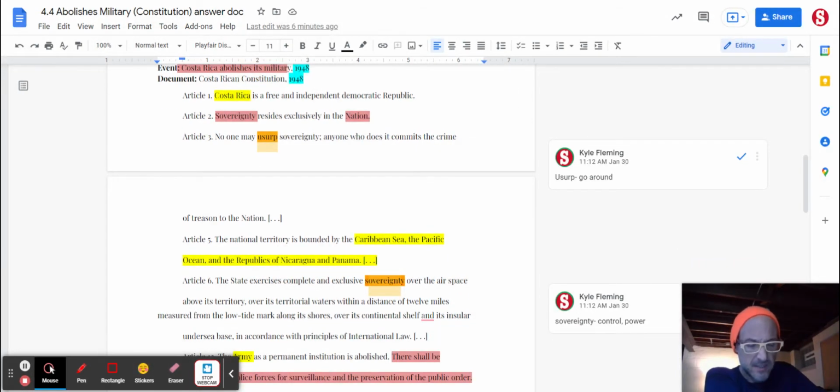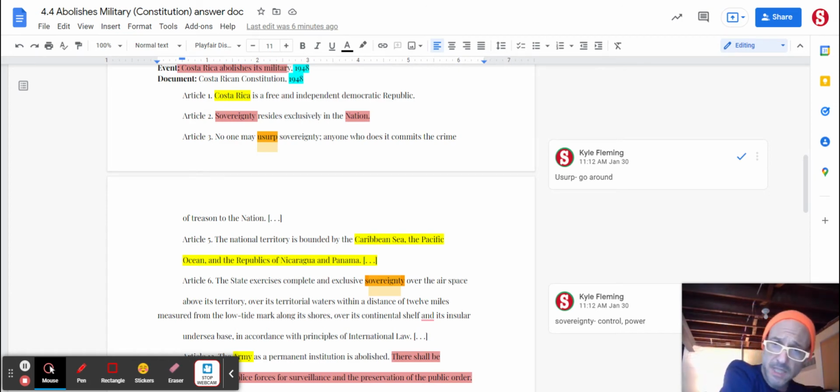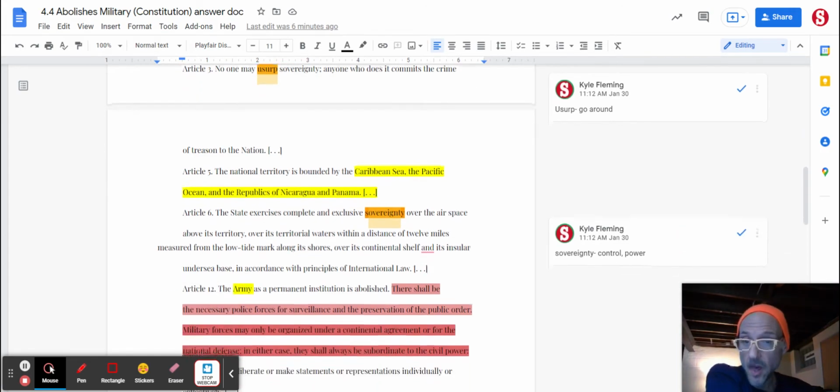Article 5. We still really haven't gotten anything about the military yet, so hopefully that will come across here in a second. Let's take a look. Article 5. The national territory is bounded by the Caribbean Sea, the Pacific Ocean, and the republics of Nicaragua and Panama. I decided to highlight that yellow. Those are key places. Those are their neighbors, also the physical boundaries of the country.